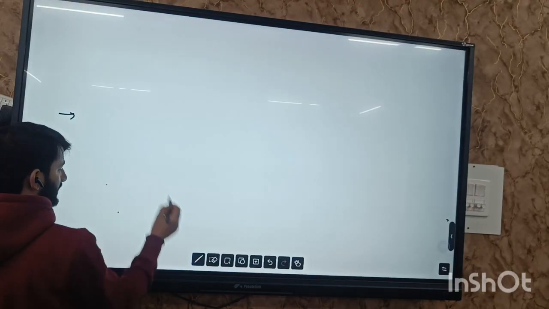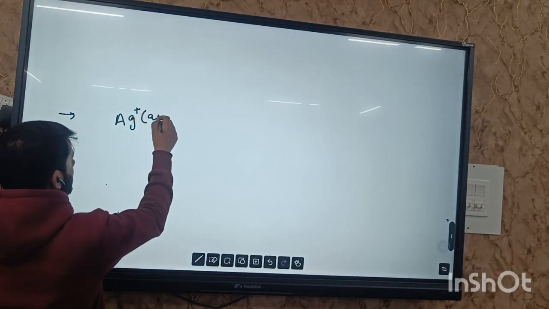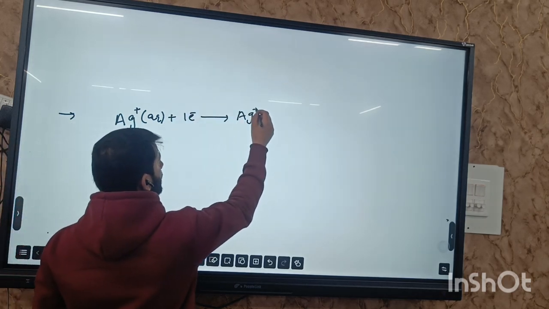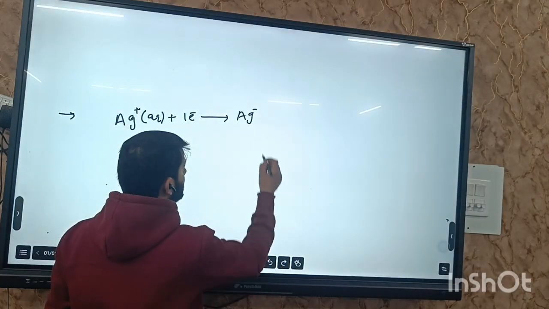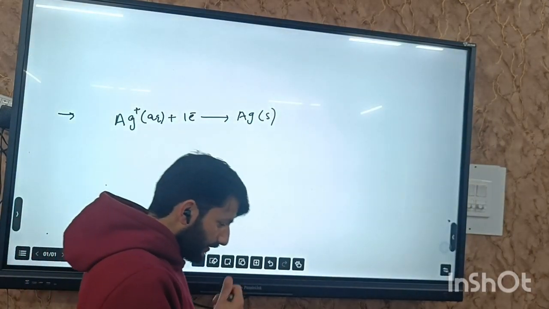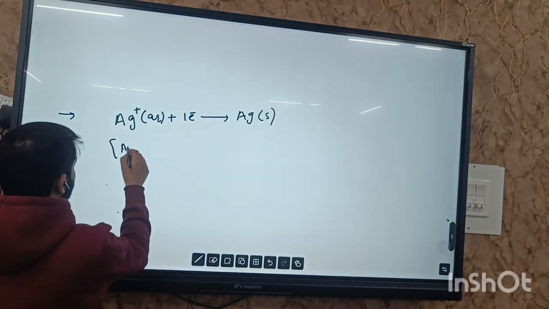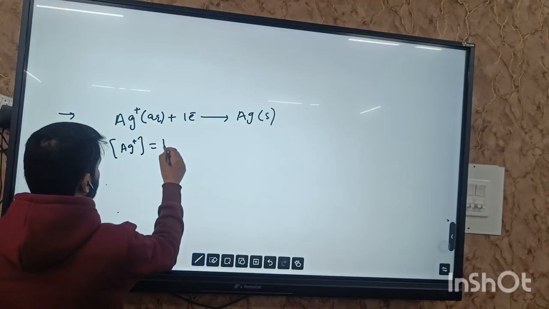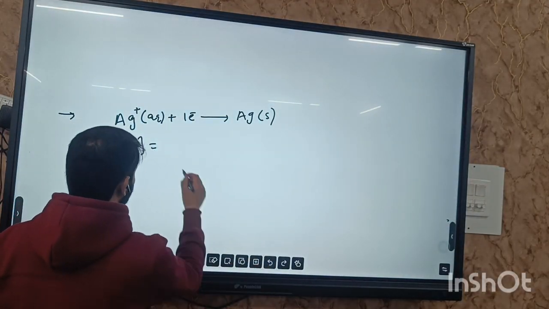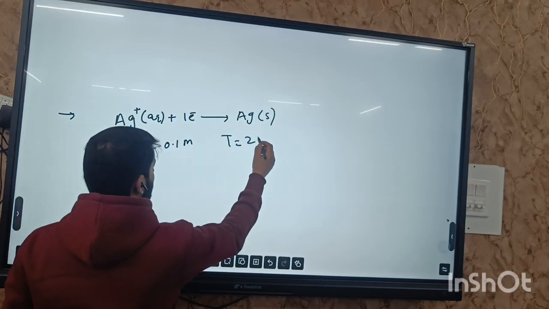The reaction is this. You are given Ag positive in aqueous state plus 1 electron. It changes to, sorry, it will change to Ag in solid state. And what you are given is that the concentration of Ag positive is 0.1 molar. It is not the standard concentration, it is non-standard, 0.1 molar. And the temperature is 298 Kelvin.